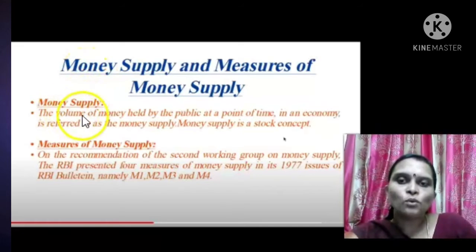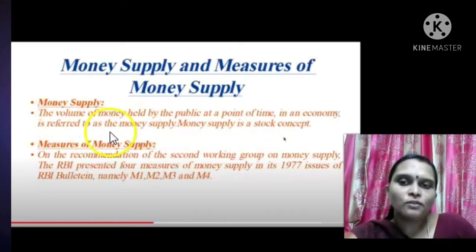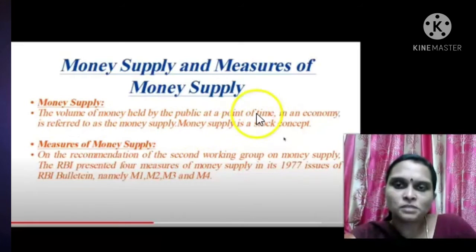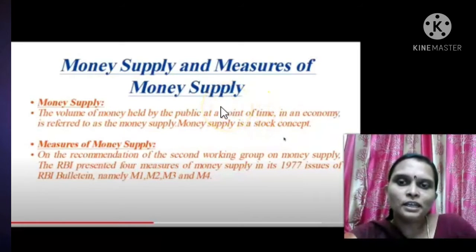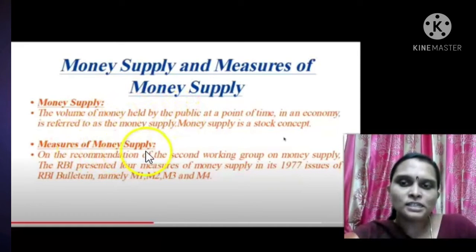Money supply is the volume of money held by the public at a point of time in an economy. That is referred to as money supply. Money supply is a stock concept. So money in circulation, that is with the public, that is known as money supply. So, measures of money supply.